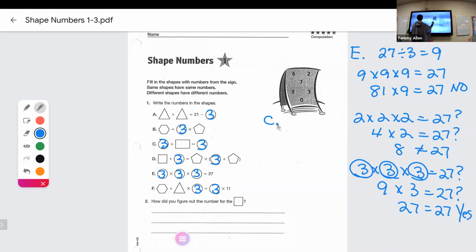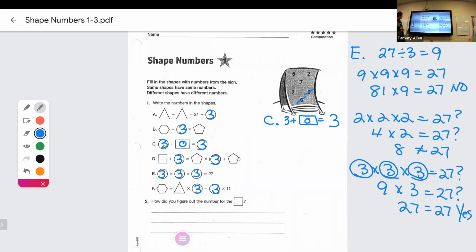C, we have 3 plus the rectangle equals 3. Oh, what property can we use here? The identity property. The identity property tells us the rectangle has to be what? 0. So everywhere we see the rectangle, we have a 0. Do we have any other rectangles? No other rectangles. We've used up the 0. We've used up the 3. I always like to cross them out up there so I know that I've used them. It narrows down my options then.